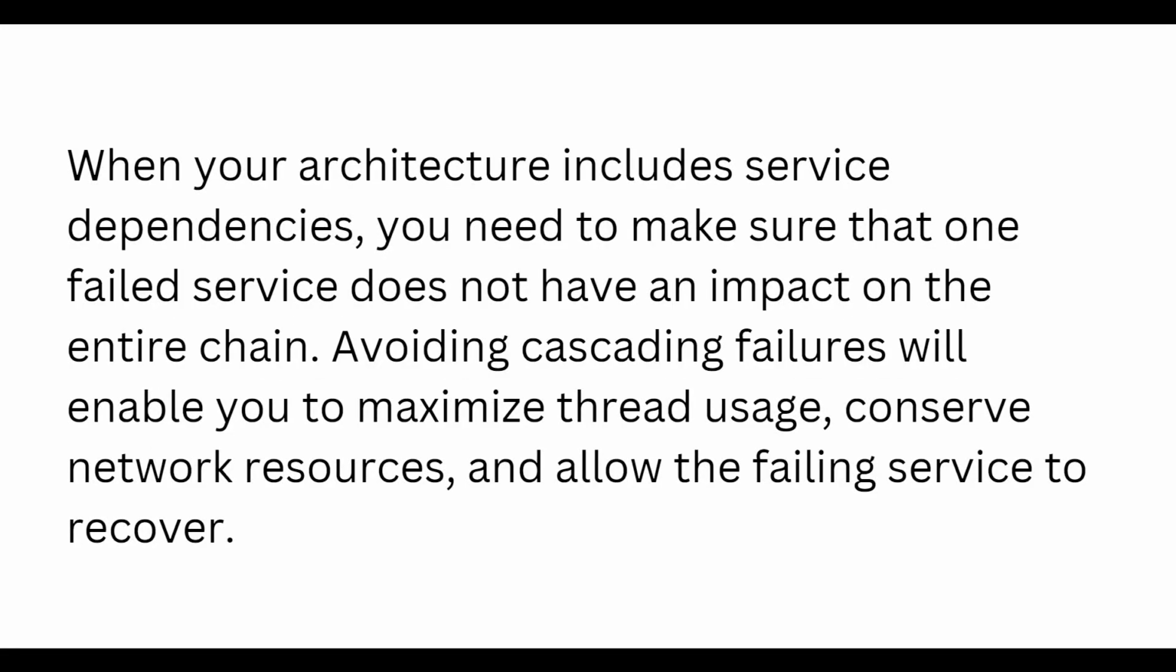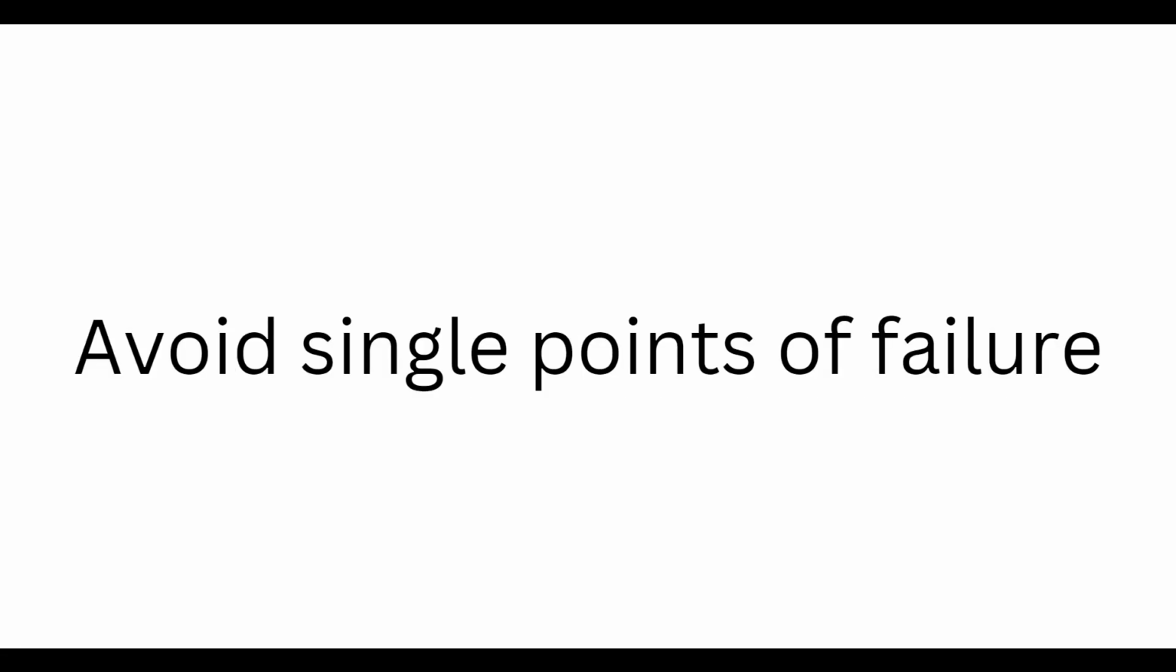Second, avoid cascading failures. Now, when your architecture includes service dependencies, you need to make sure that one failed service does not have an impact on the entire application. Avoiding cascading failures will enable you to maximize thread usage, conserve network resources, and allow the failing service to recover. This is pretty straightforward.